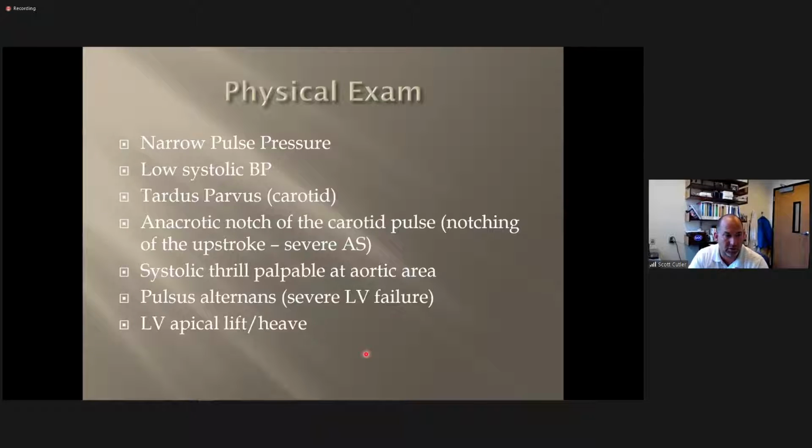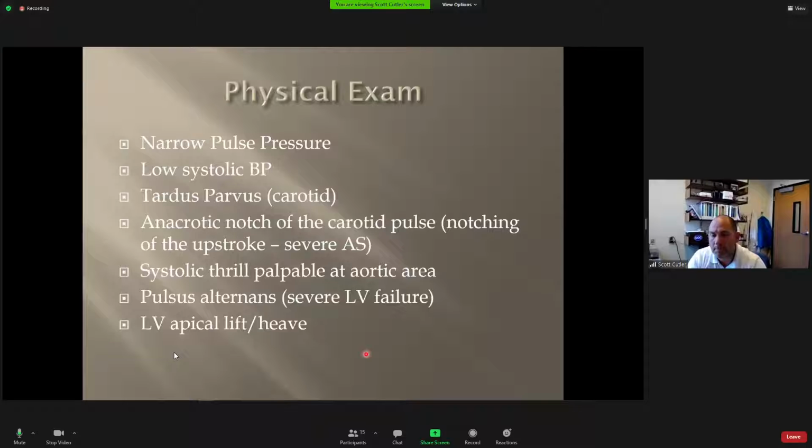The first one on this list on the physical exam is fairly specific to aortic valve, and that's a narrow pulse pressure. What does that mean? That means that from systole to diastole, my pressure is close. You're going to have basically low systolic blood pressure, but my systolic and diastolic pressures are going to get closer together. Yeah, go ahead, Mike.